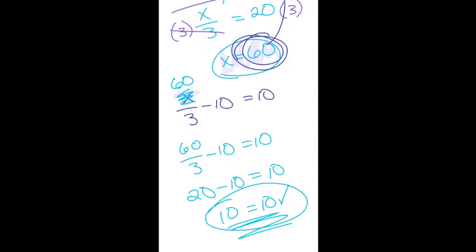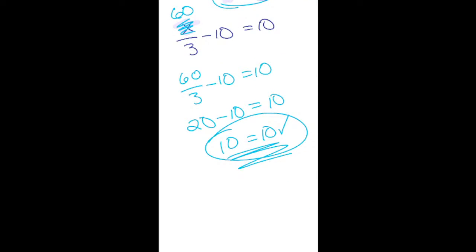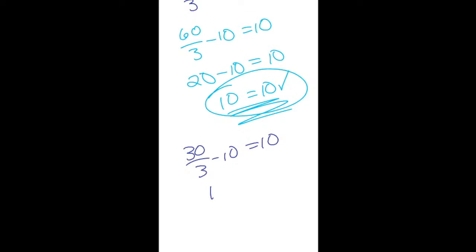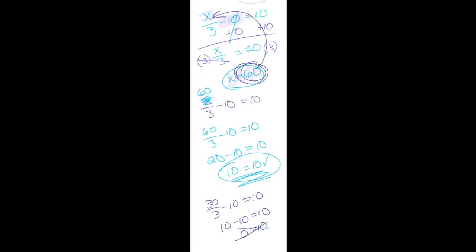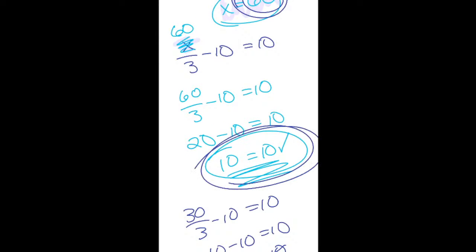If you had said, let's just pretend, that it was 30 divided by 3 minus 10 equals 10 instead, and you put that in your calculator and got 10 minus 10 equals 10, 0 equals 10. That is not a logical statement. That's not true. 0 doesn't equal 10. So the answer is wrong. This is how you can check your answers. When you put your answer back in the original, it should make a logical statement.